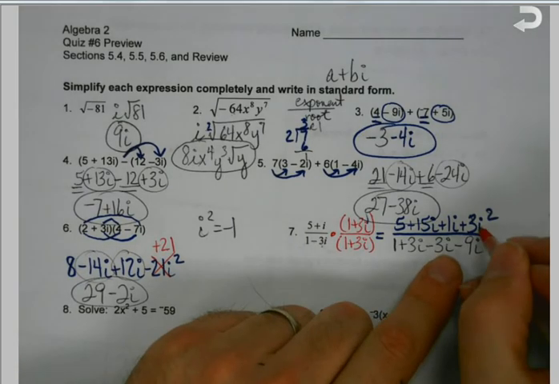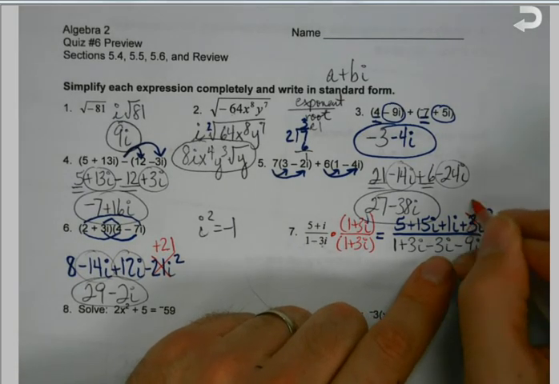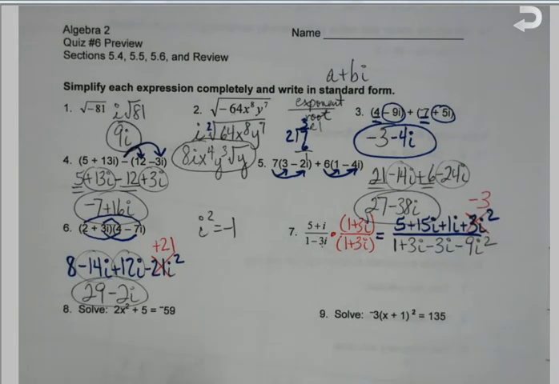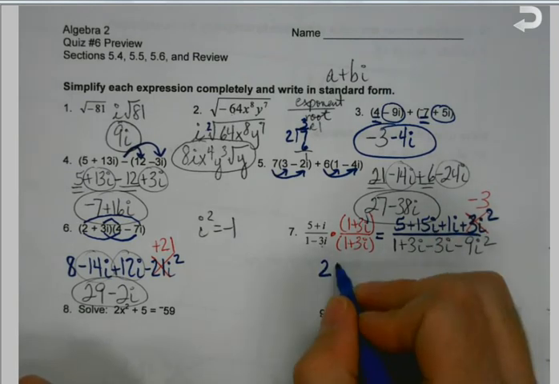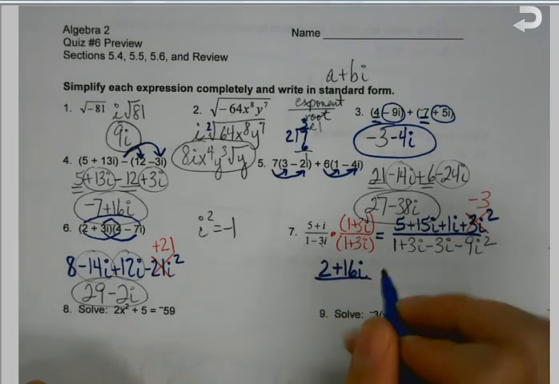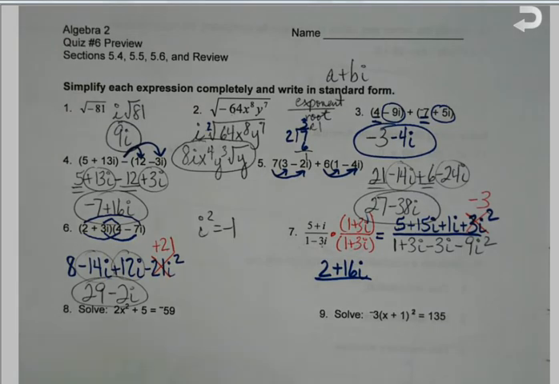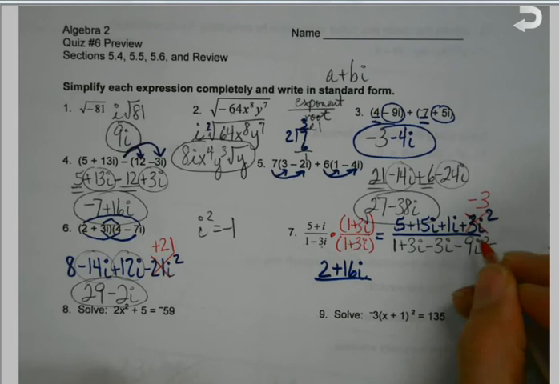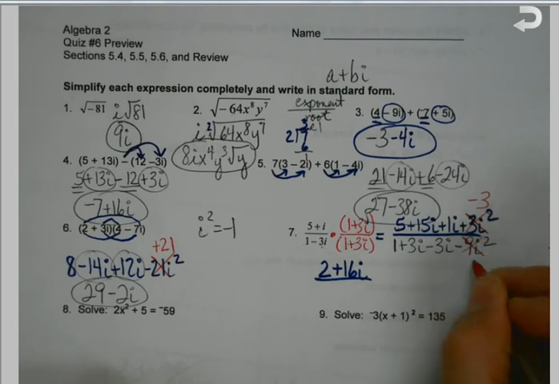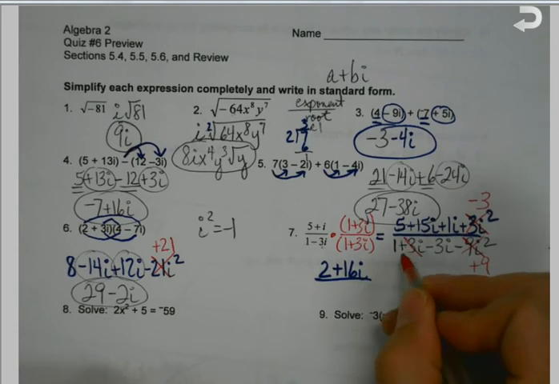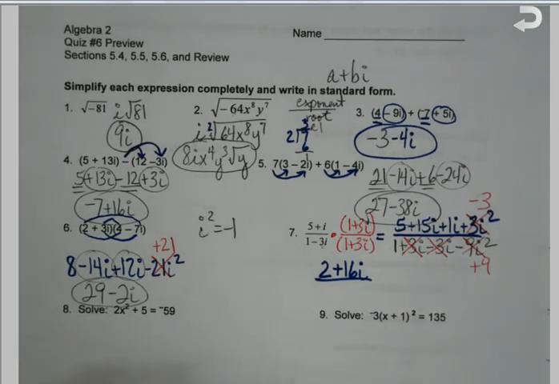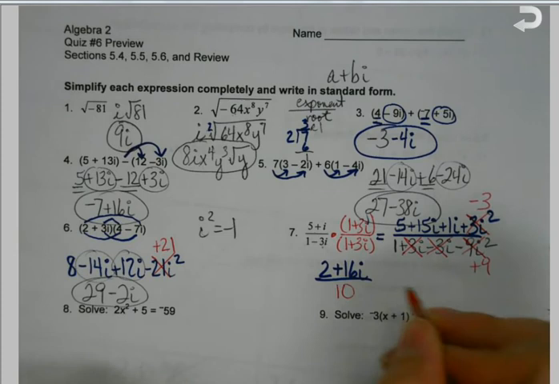Up top, there's an i squared, which means it's just going to change the sign, so that plus 3 will become minus 3. And when I simplify that, 5 minus 3 is 2. 15i plus i would be 16i. Down below, my negative 9i squared, again with i squared being negative 1, negative 9 times negative 1 would make that a positive 9. Positive and negative 3i cancel, which they should, and 1 plus 9 is 10.